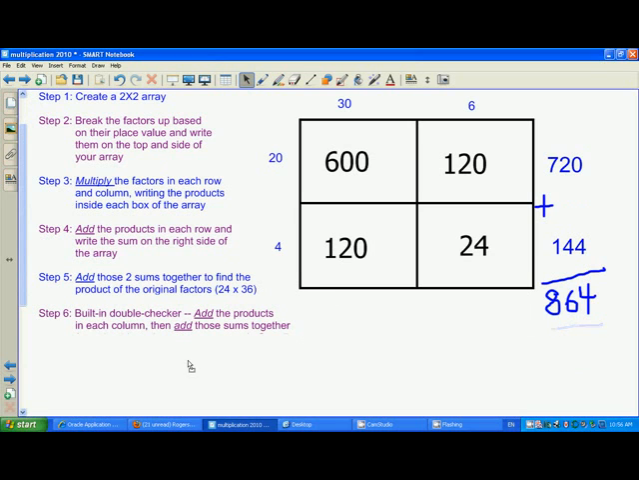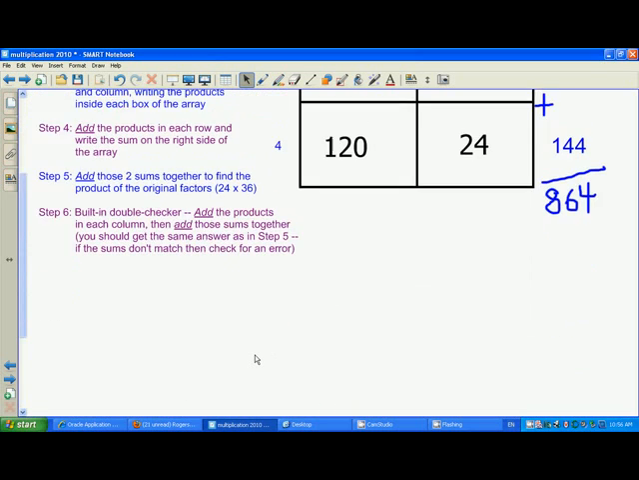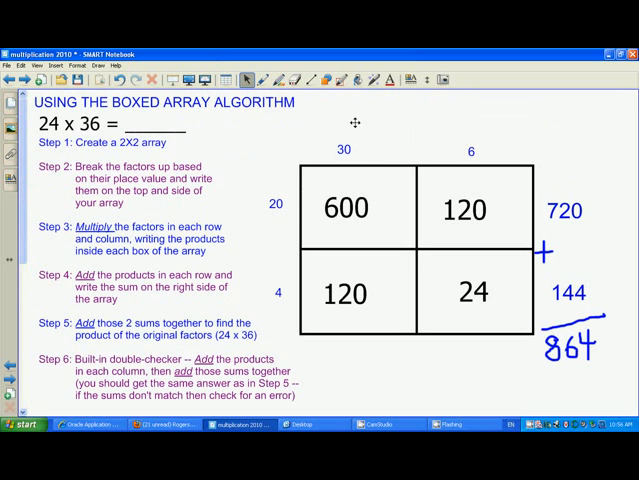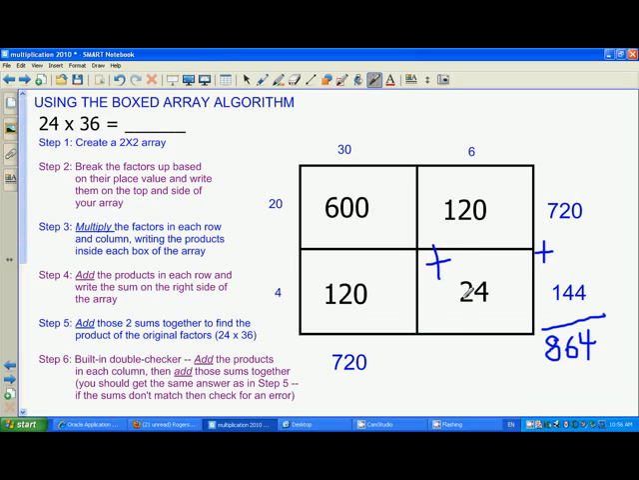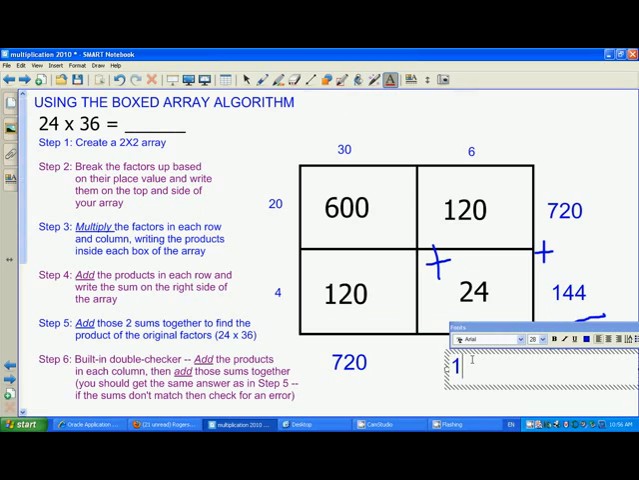Now, the next step on this is I could be completed and have the solution, but I'm going to do one more step, which is what I call the built-in double checker, where I now actually take the columns and add them. So I'm going to take 600 plus 120 and put my product down here, which is 720. Same thing, I'm going to take 120 plus 24 and add those together and put my product down here, which is 144.